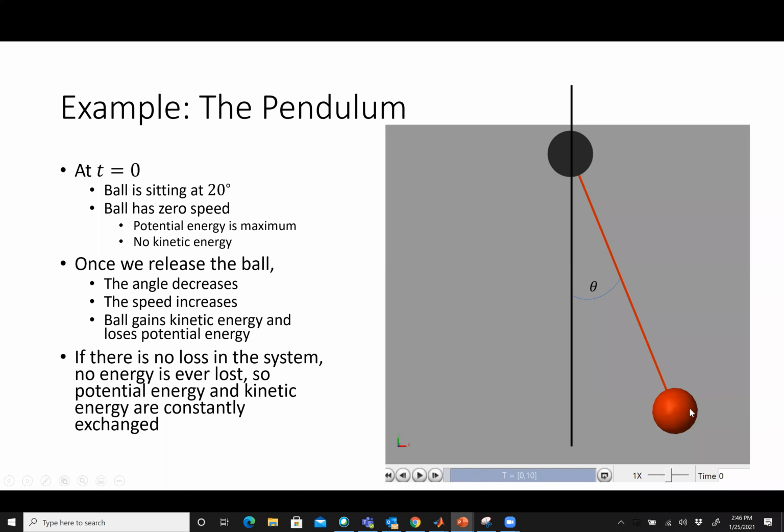Basically what's happening is I put potential energy in the system by grabbing the ball, and then I convert that potential energy to kinetic. And then as he slows down going up, all that energy gets converted back to potential, and it just sloshes back and forth.